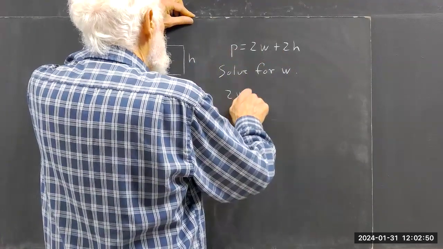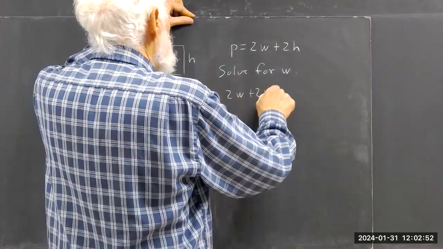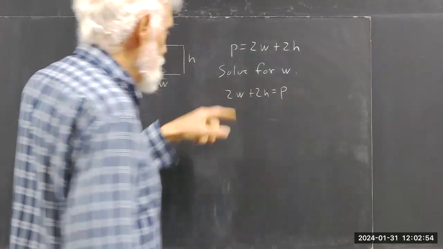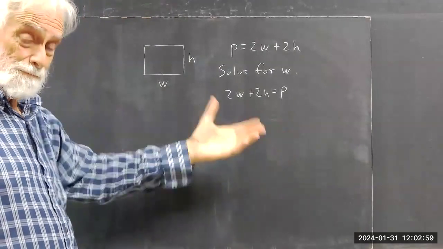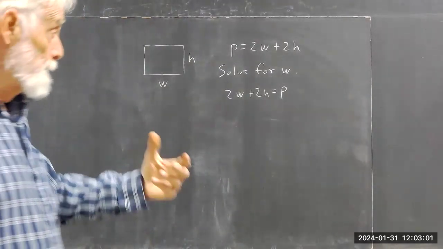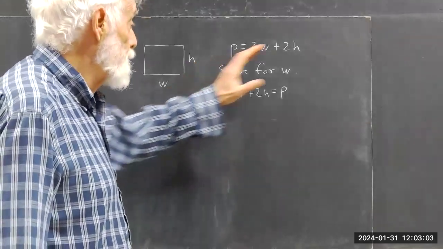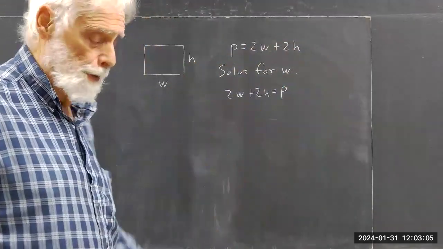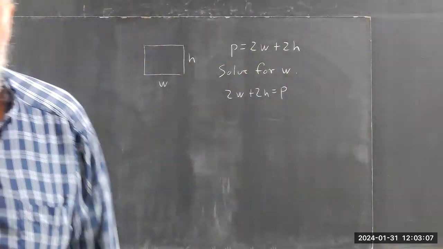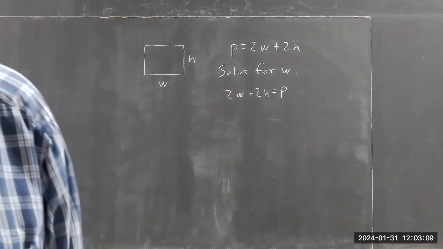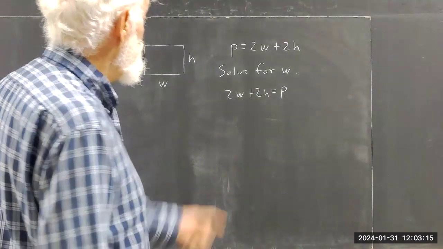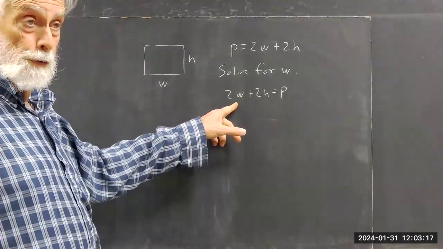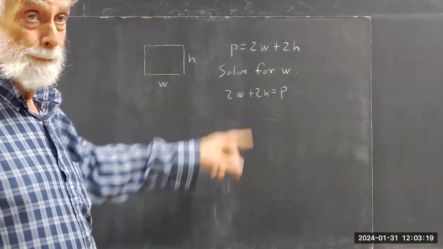Since we want W to be on the left side, we can end up with W equals. It doesn't have to be that way. It could be equal something and then W, but we usually do it with the thing we're solving for on the left, just like we usually get our X's on the left. So is there something I can do to both sides to get closer to having just W here?